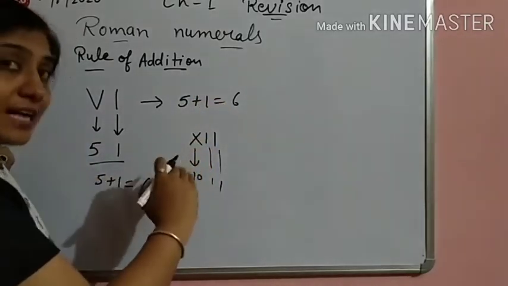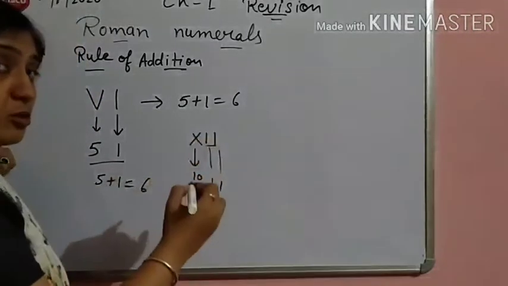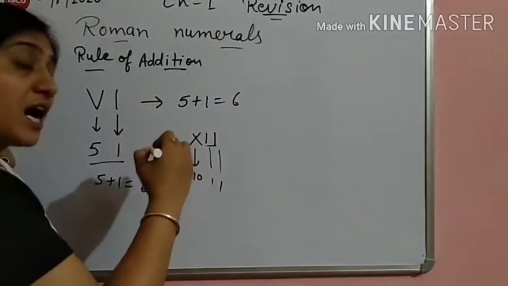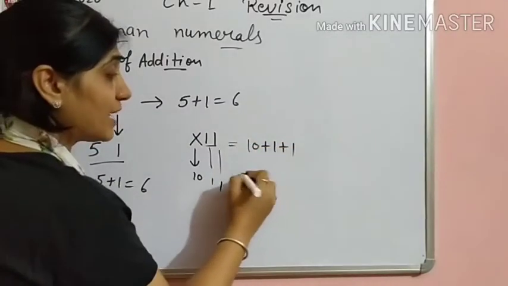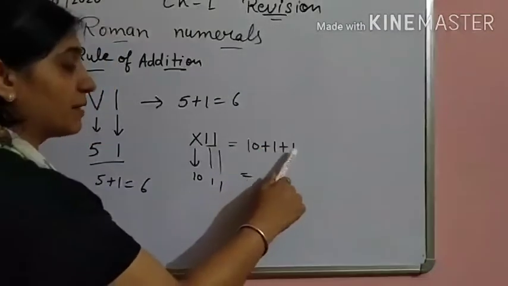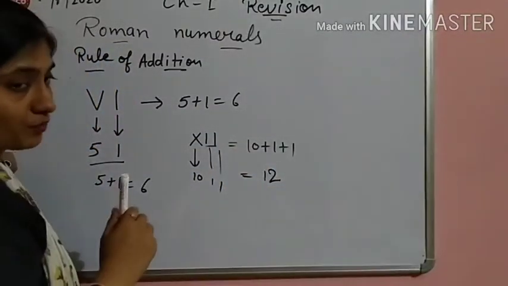Right side of X. It means the smaller value symbol is placed to the right side of the higher value symbol. So we have to add them to get its value. So 10 plus 1 plus 1, 12. Is it clear, beta? Good.